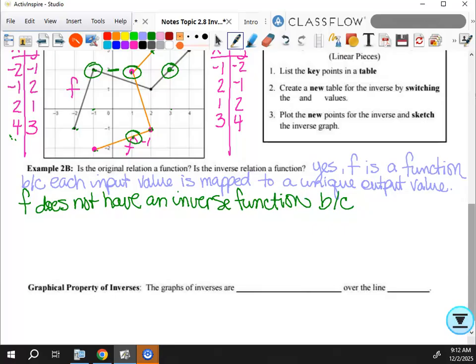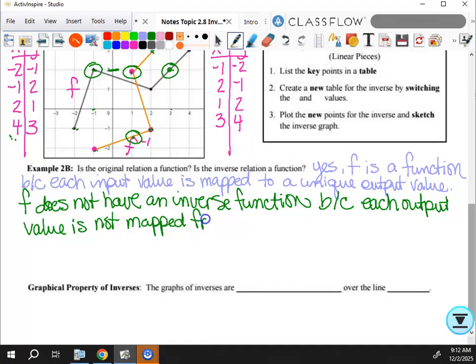F does not have an inverse function because each output value is not mapped from a unique input value. Okay.